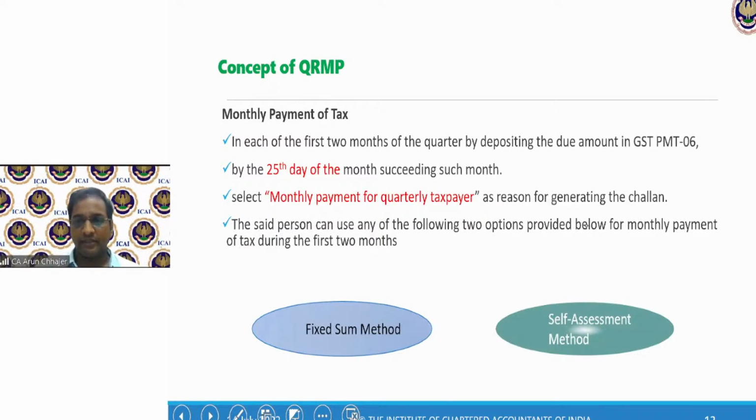Please tell me, is there any question? Kindly ask me. I'm allowing 2 minutes to ask. Is it mandatory for all QRMP taxpayers to pay monthly tax? Yes, that would be important. If you do not pay the tax by 25th, you have to pay the interest. In case of QRMP, if the tax is not paid by 25th, interest would be applicable, section 50.